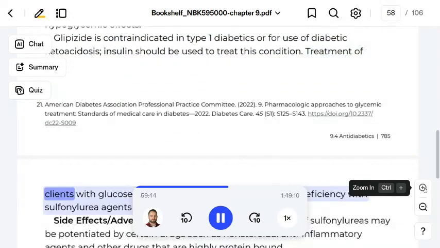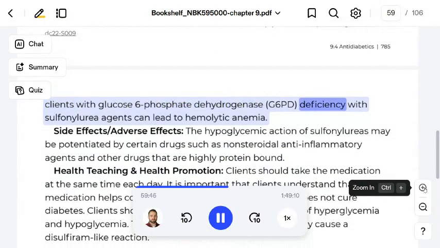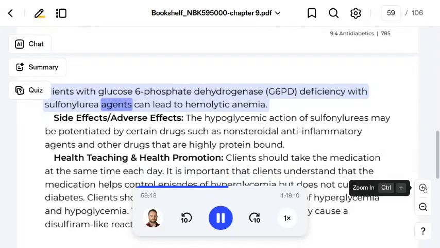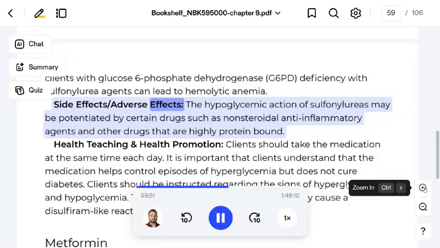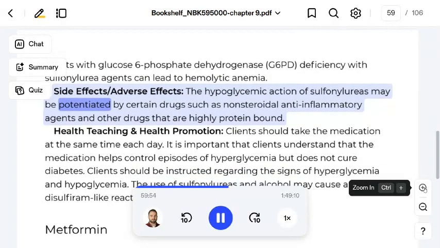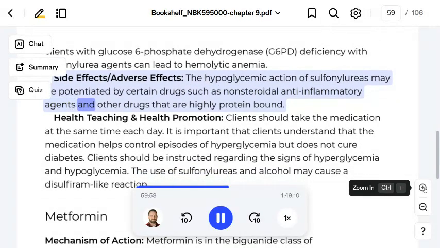Treatment of clients with glucose-6-phosphate dehydrogenase deficiency with sulfonylurea agents can lead to hemolytic anemia. Side effects, adverse effects. The hypoglycemic action of sulfonylureas may be potentiated by certain drugs such as non-steroidal anti-inflammatory agents and other drugs that are highly protein-bound.